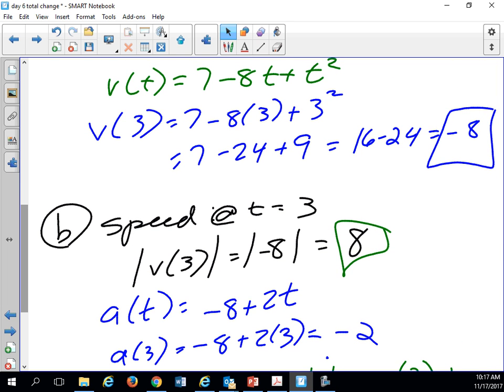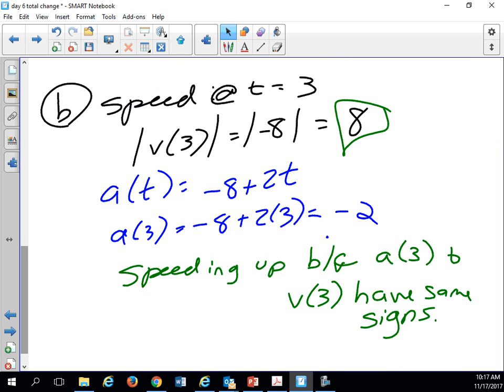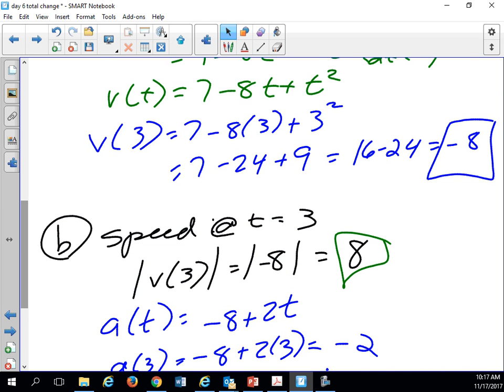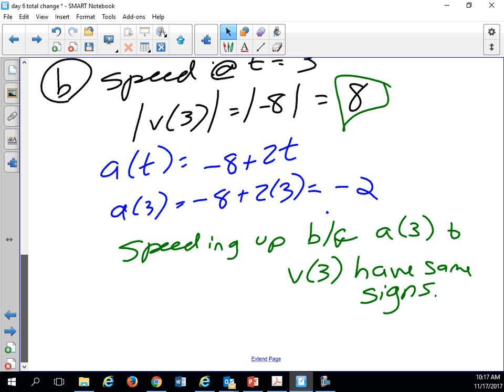Yep, because it's velocity, not the speed. When you're talking about whether the velocity is increasing or decreasing, you've got to use the original velocity function and the original acceleration function. So I'm literally using A of 3 and V of 3, not the absolute value of V of 3. That's why.